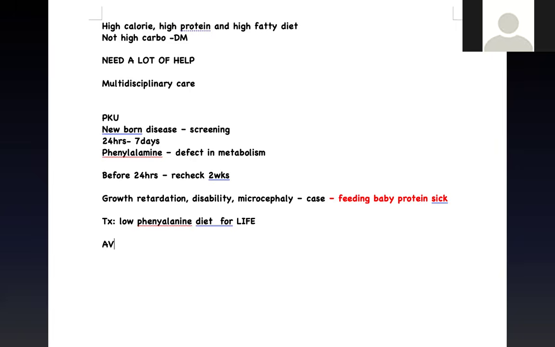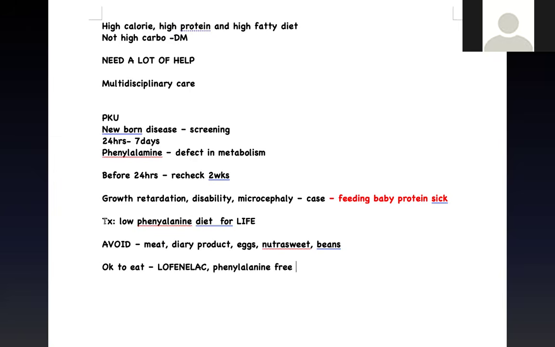Which foods should they avoid? Well, meat has a lot of protein in it. Dairy products have a lot of protein in them, right? Eggs, they cannot eat them. Nuts, that's a lot of protein. Even beans, they cannot eat. What can they eat? They can eat special milk, like Lofenalac, right? That's the most common. Or if you see a question, they say phenylalanine-free diet.